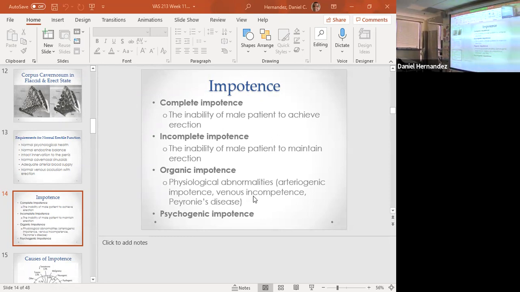There's also a condition called organic impotence. This is physiologic abnormalities that cause impotence. So it can be arteriogenic, an issue with the arteries, or venous incompetence. So you can have leaking of that venous drainage. We want complete occlusion of those veins. This would be incidences where we have incompetence in that system, or Peyronie's disease, or it could be psychologic impotence. So there is a psychological component to erectile dysfunction as well.